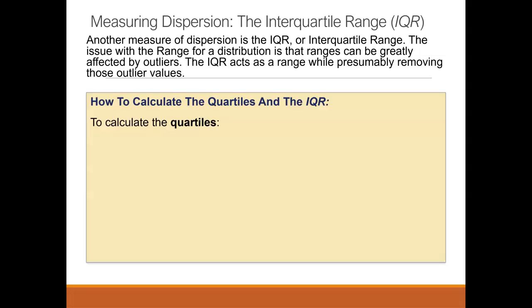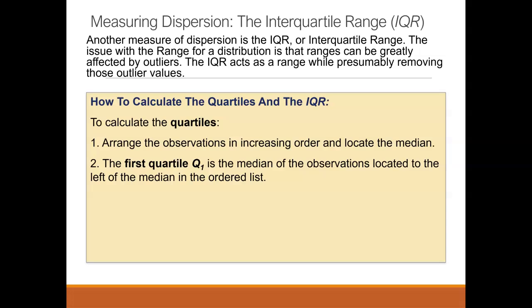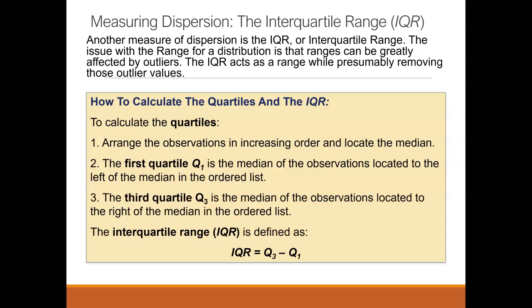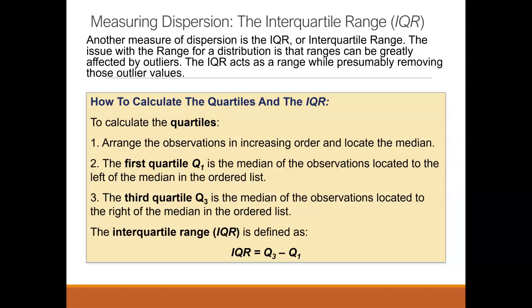To get the IQR, the first thing I need to do is calculate the quartiles. So I'll arrange the observations in increasing order and locate the median. Then to find the first quartile, I'll look at the median of the observations to the left of the median. To find the third quartile, look at the median of the observations to the right of the median. And then the interquartile range is just Q3 minus Q1.